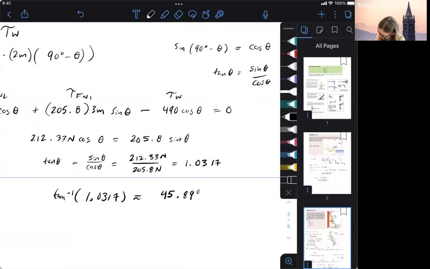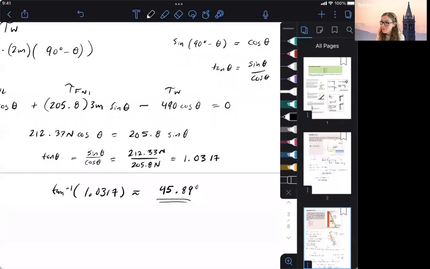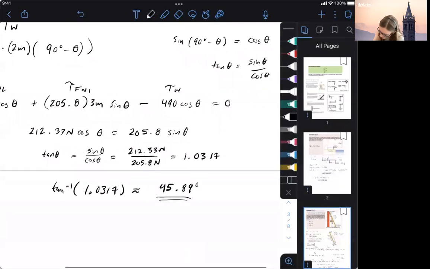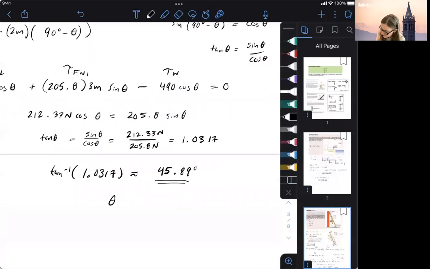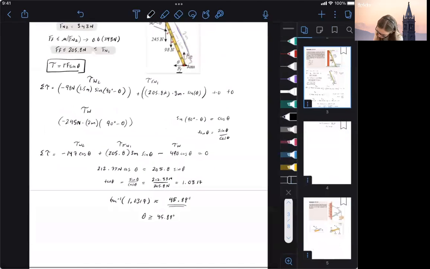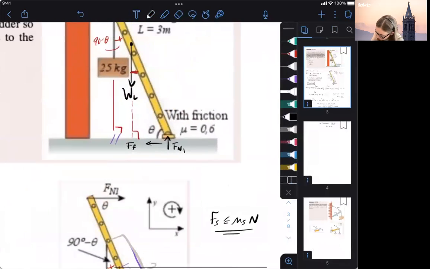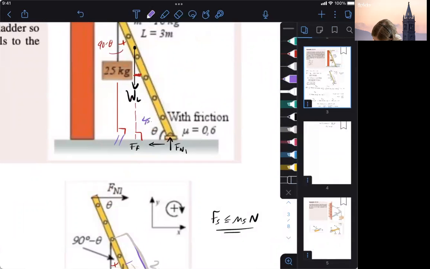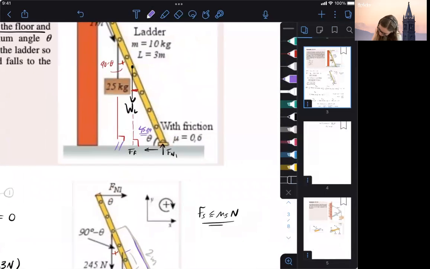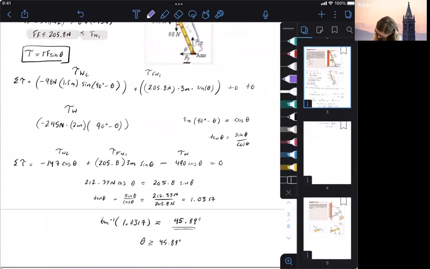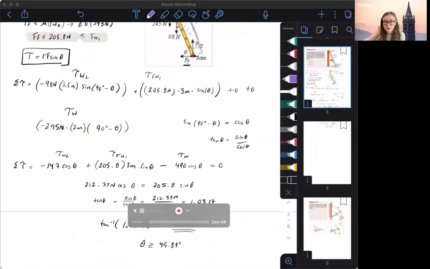45.89 degrees, about. So this would be my minimum angle. That's the minimum angle to maintain. So I want a theta that's greater than or equal to 45.89 degrees to prevent this from slipping. So in order to keep these static conditions, my minimum angle is 45.89. Okay. I'm going to go ahead and pause this.